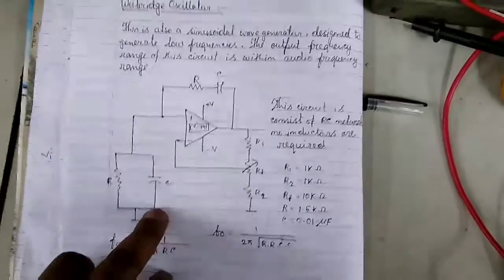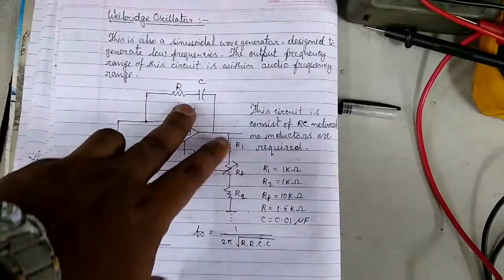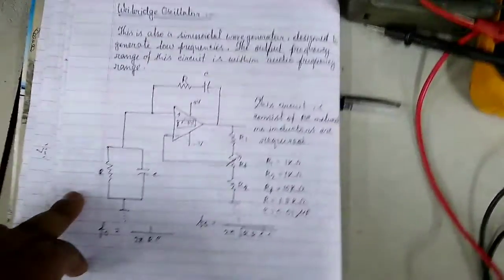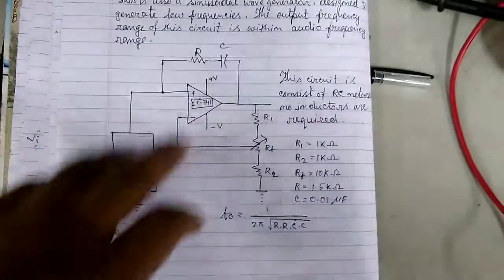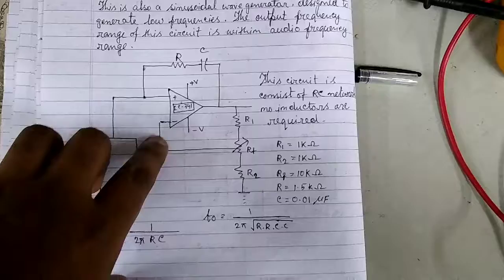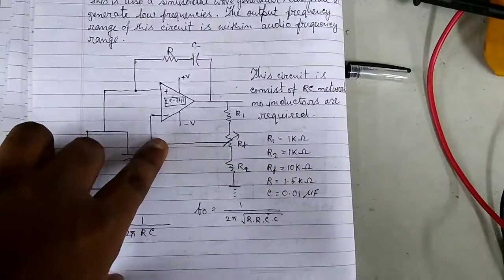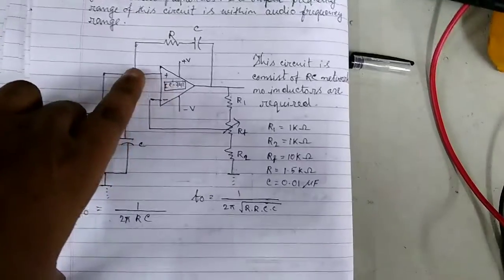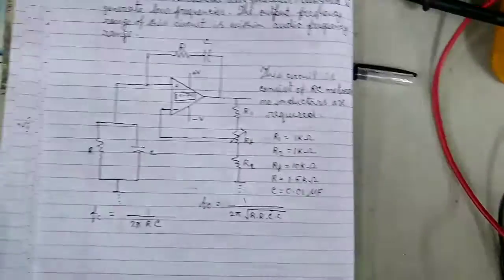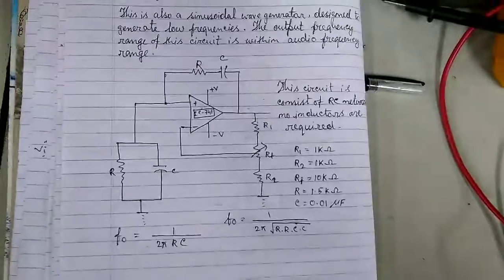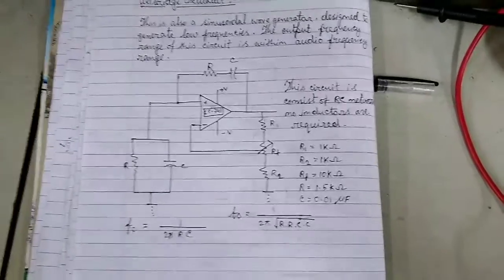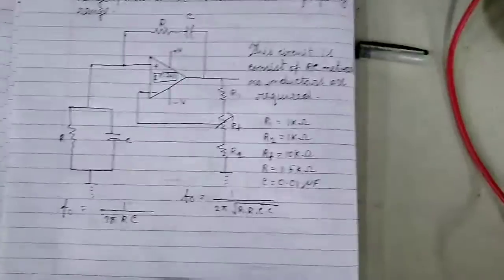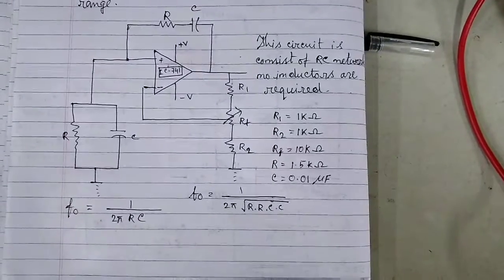This is the circuit. One low pass filter and one high pass filter has been applied here to make the phase difference, and this is the negative feedback path to have the necessary gain, and this is the positive feedback to oscillate the output, to have the oscillation. And these are the values of R1, R2, and R and C.